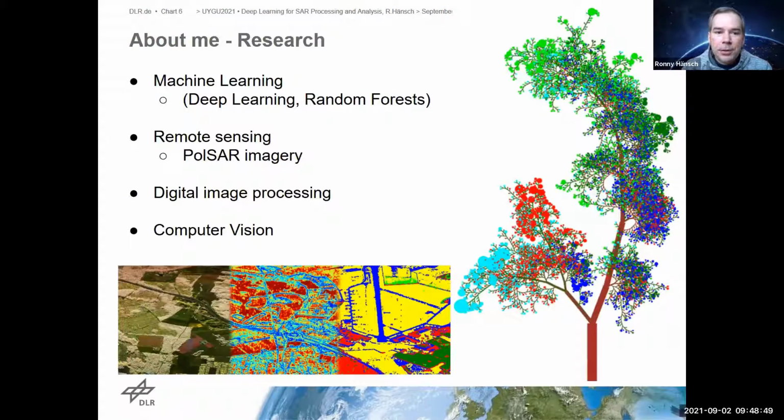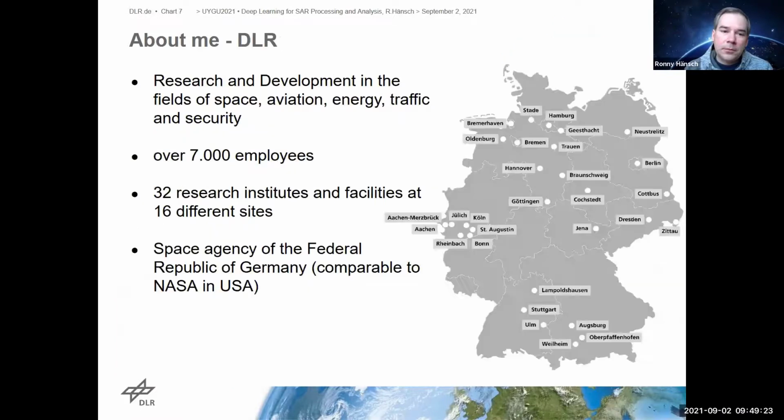Research-wise, I'm focusing on machine learning, deep learning, mostly random forests. Random forests, this is one of the decision trees I'm usually working with, a visualization of that. But not just in general, I apply this, of course, to image data, and mostly this is polarimetric synthetic aperture radar data. And I guess this is why the organizers of the summer school asked me to give this talk about how deep learning is used for SAR. I also do a little bit of image processing and, of course, computer vision.